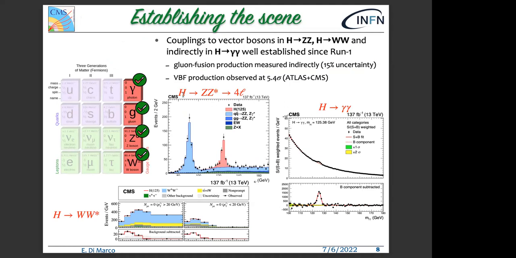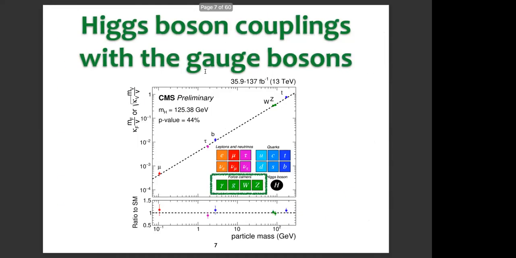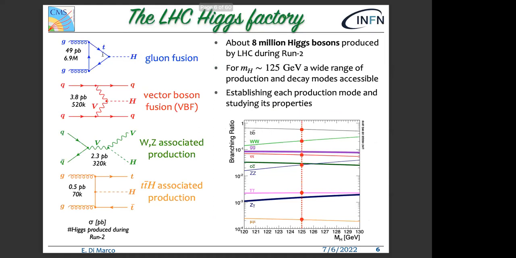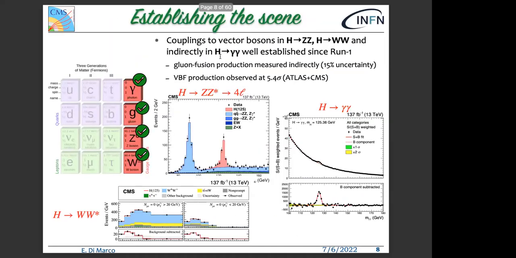And also we have an indirect measurement of the strength of the Higgs gluon fusion production. So, if you want, the coupling with the gluon, because this also happens with the top quark loop. We have a measurement of the gluon fusion production with an uncertainty of about 15% nowadays. While for the VBF, we have already the production observed at more than 5 sigma level if you combine ATLAS and CMS.